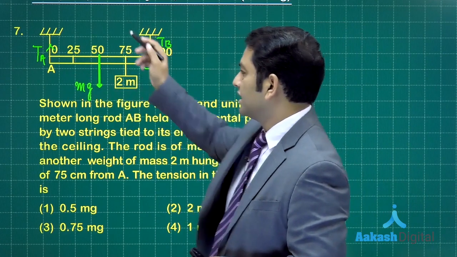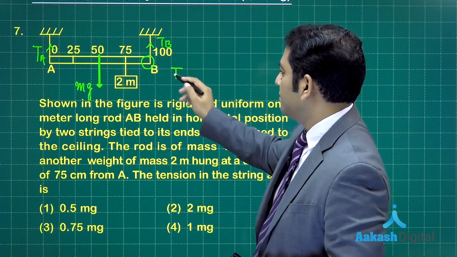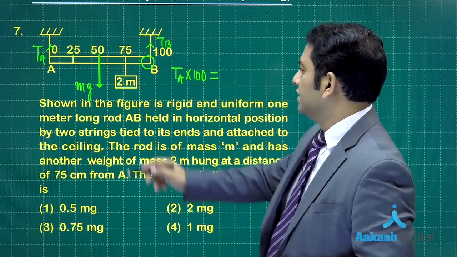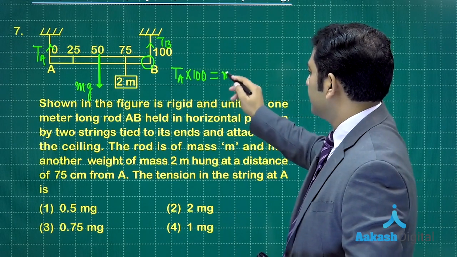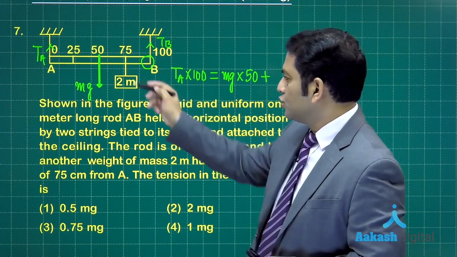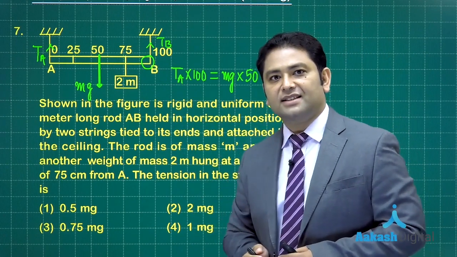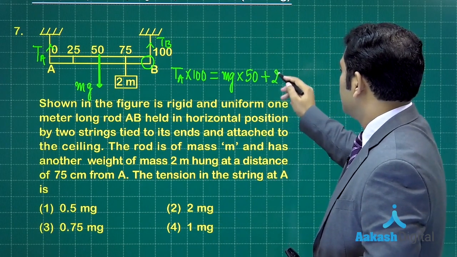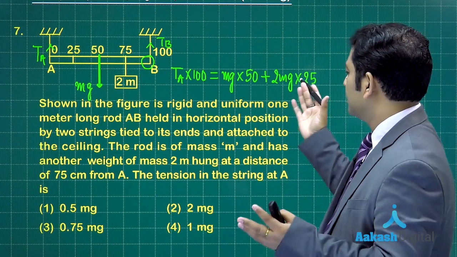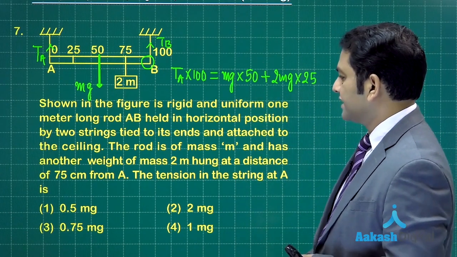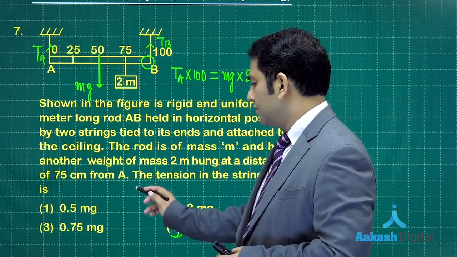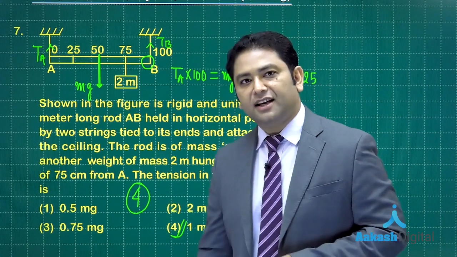Now the clockwise torque is given by tension A, as we are doing about B. So that will be TA multiplied by 100 and equals the torque due to mg, that's going to be mg multiplied by 50, and the torque due to 2mg would also be anti-clockwise. So that's going to be 2mg multiplied by 25. So this is how it goes. The distances are in centimeter, both sides get cancelled. Tension at A would be equal to 1 mg. So option number 4 comes out to be the correct one.